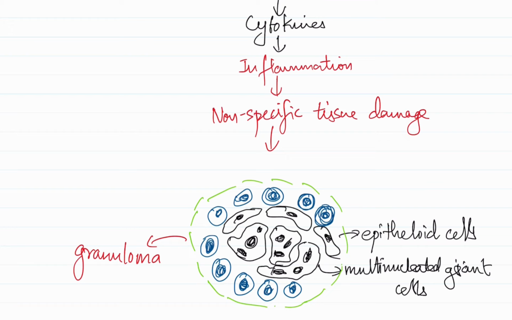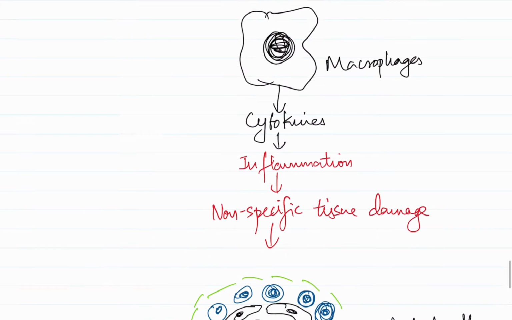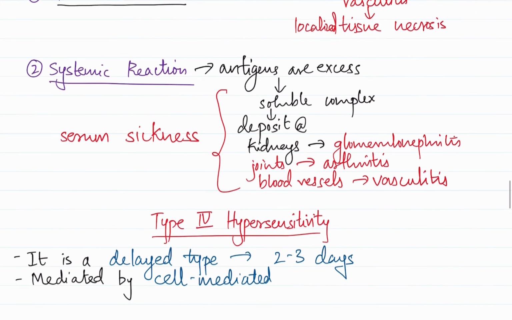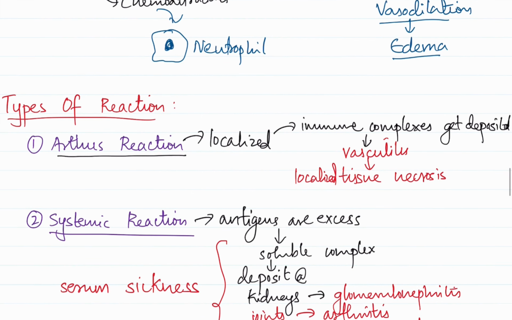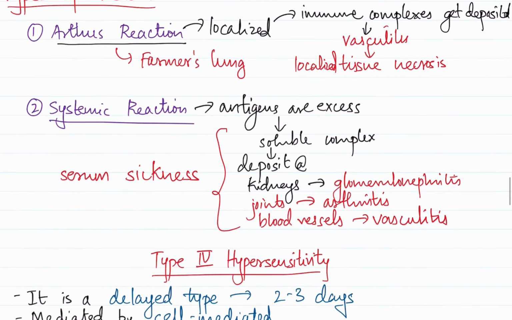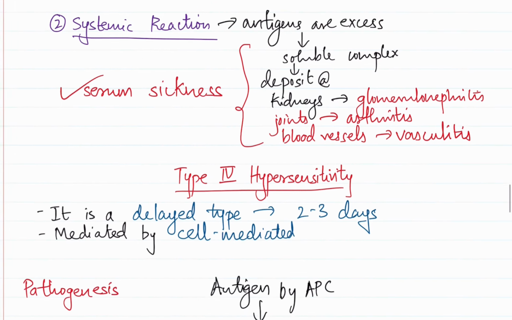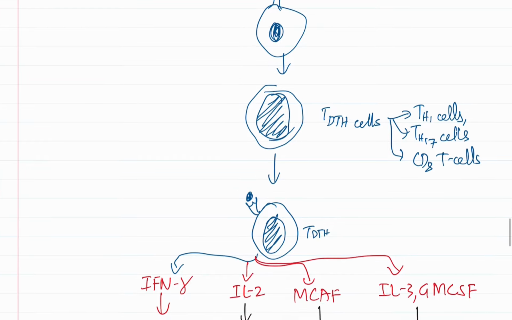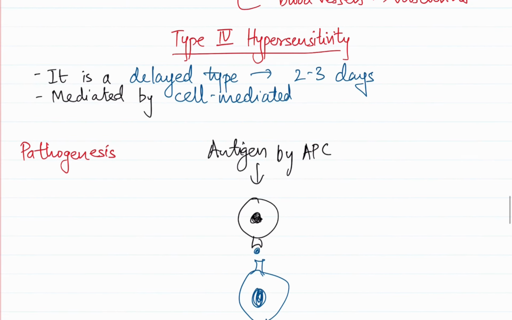So that's all for this video. Before we end, the examples: for type 3, I have spoken about the Arthus reaction. First one is farmer's lung, a localized Arthus reaction in the lungs. Then for systemic reaction, serum sickness is one example. For type 4 hypersensitivity reaction, the examples include TB, where granulomas form, and leprosy. These are typical examples for type 4 hypersensitivity reaction.